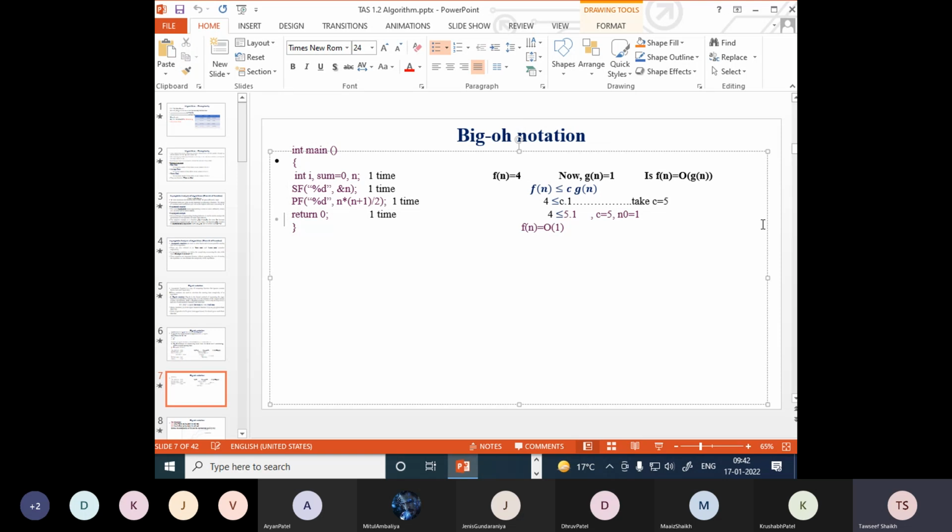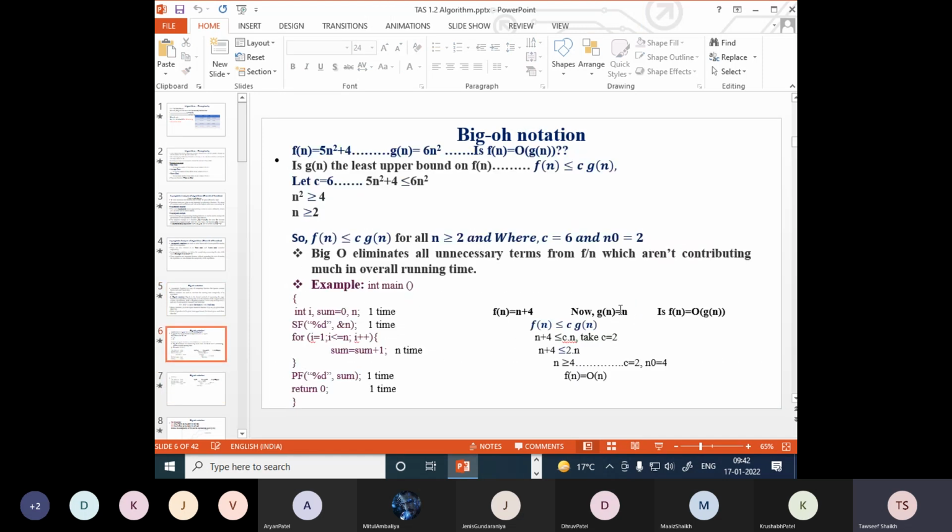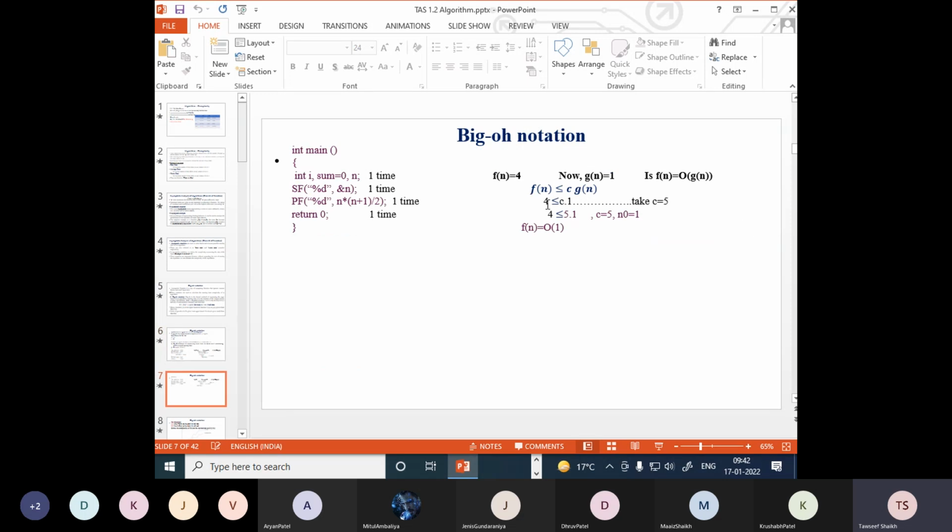So to find the total complexity of this algorithm, complexity means time, f of n will be equal to 1 plus 1 plus 1 plus 1, that is 4. So it will take 4 units of time. And how much was the previous one taking? It was taking n plus 4 units of time based upon the value of n. So now g of n is equal to 1, which means it will grow constantly. Is f of n equal to big O of g of n, which means f of n should be less than or equal to c into g of n, so we have to find the value of c and the value of n0 according to the definition.